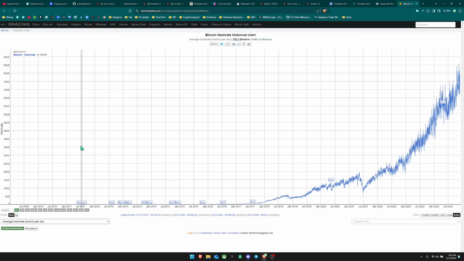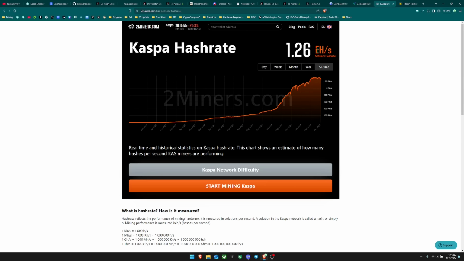And Bitcoin had a similar type of hash rate, but it was much lower for a much longer period of time because Bitcoin was still very new. And then it eventually was able to reach these higher hash rate levels over here in the last 4 to 5 years. But if we're looking right now, you can see Bitcoin is sitting at 752 exahash and Kaspa at 1.26 exahash. So still, the rise in miner hash rate has been drastic for Kaspa.